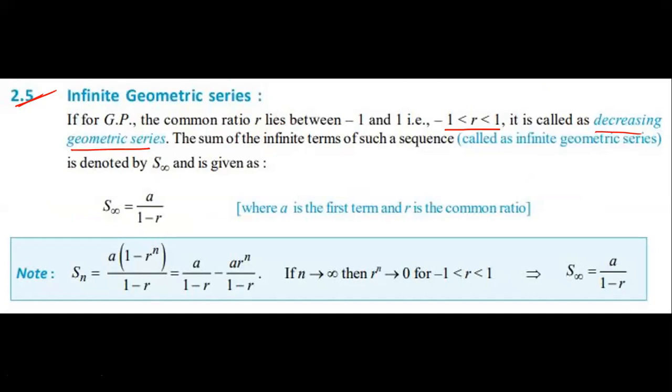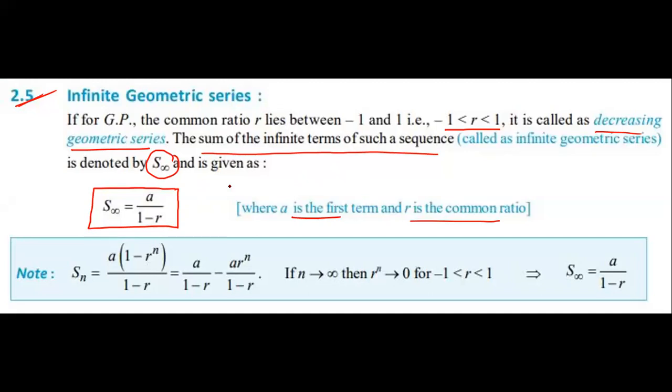Fine, no problem. Now the sum of the infinite terms, we should see. What is the case? It is called an infinite geometric series, and it is denoted by S infinity. What is the formula? Please remember this. Where A is the first term and R is the common ratio. Generally, infinite series means they are always giving decreasing series.